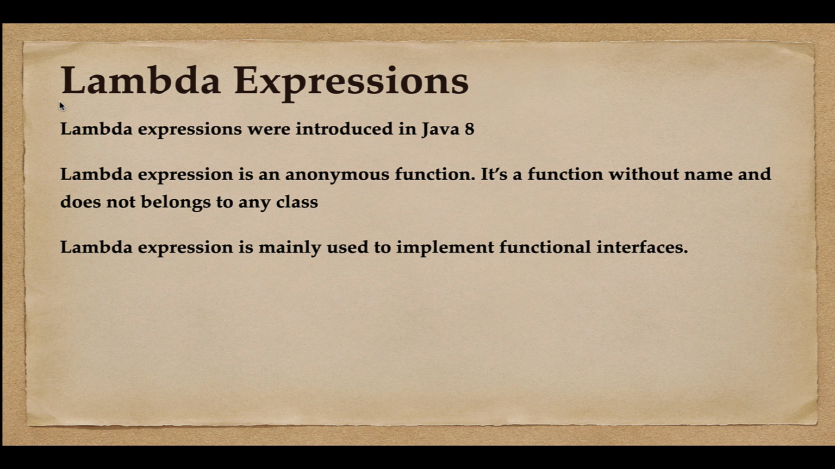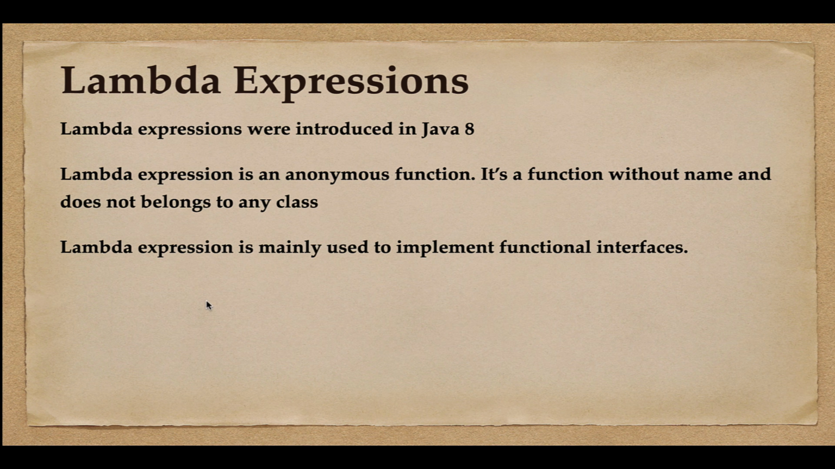Well, let's first take a look into what Lambda expressions are and what the main use of Lambda expressions in Java is. Lambda expressions were introduced in Java 8 and facilitate functional programming in Java. Well, what is a Lambda expression? A Lambda expression is an anonymous function. It means it is a function without a name and does not belong to any class or object. And the main use of Lambda expressions is to implement functional interfaces.